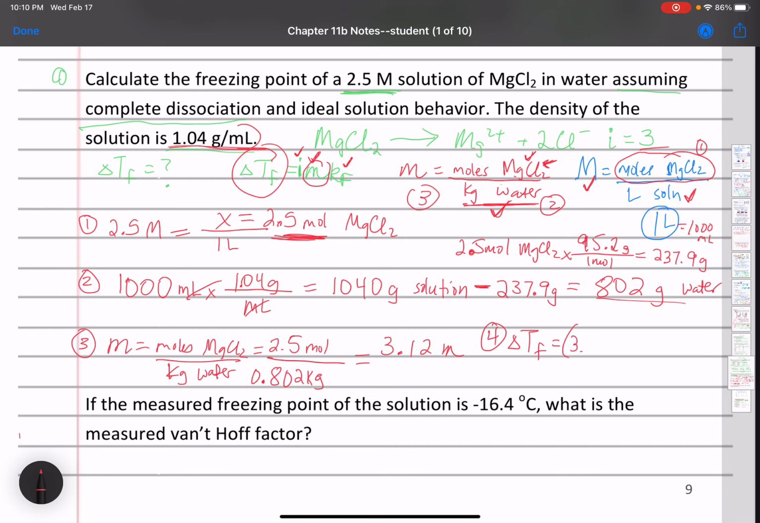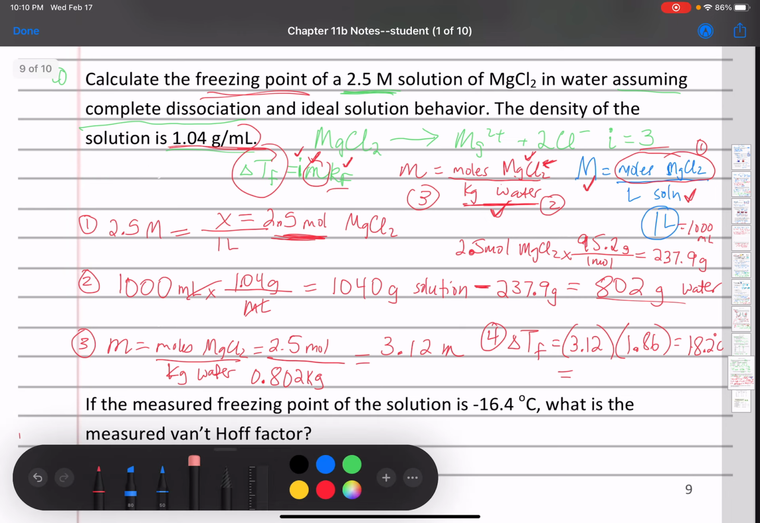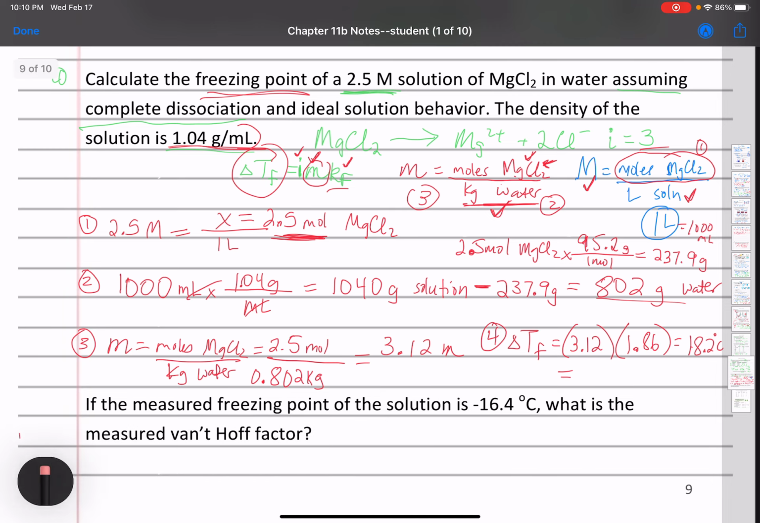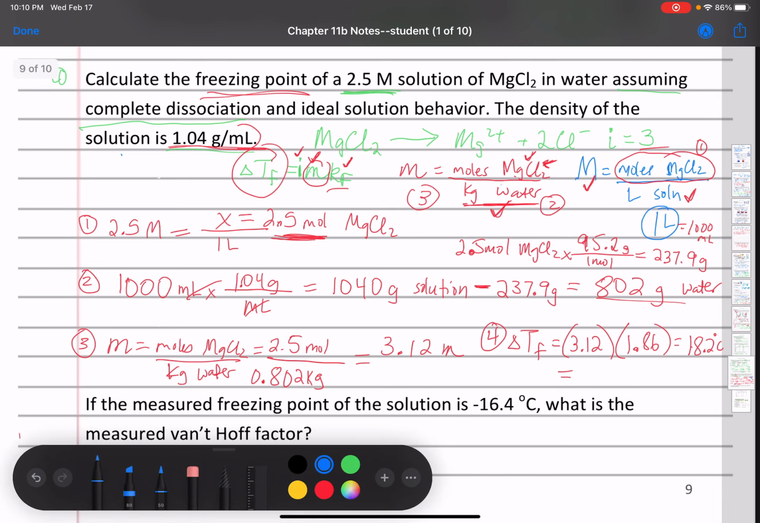Now I finally have the molality that I can use to solve for the change in temperature. It's the molality, 3.12, times the freezing point constant of water, which we know from previous problems is 1.86. So our change in temperature is 18.2 degrees Celsius. I said we wanted to know the change in temperature here, but that's wrong. We wanted to know the freezing point. So what we're trying to find is the freezing point.